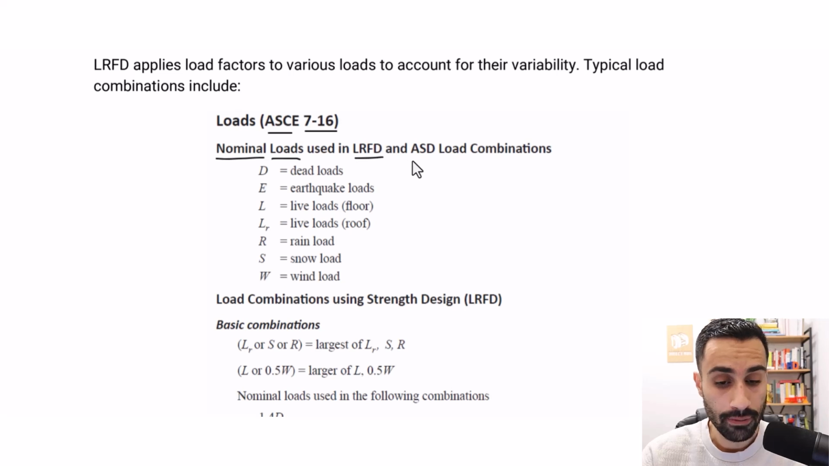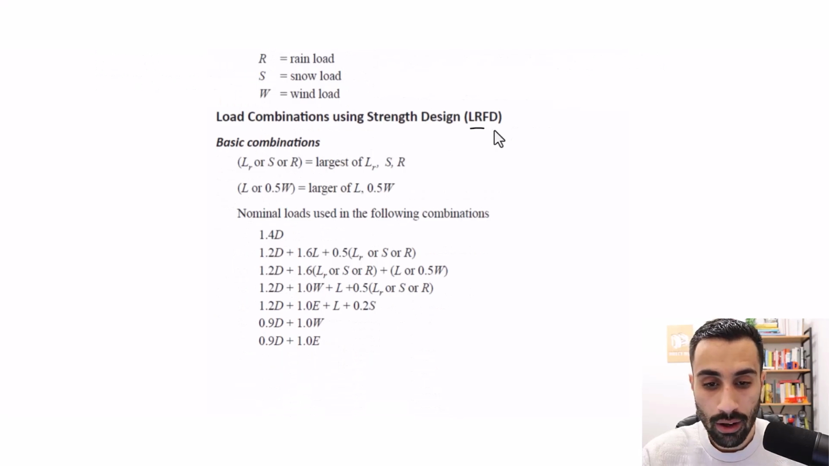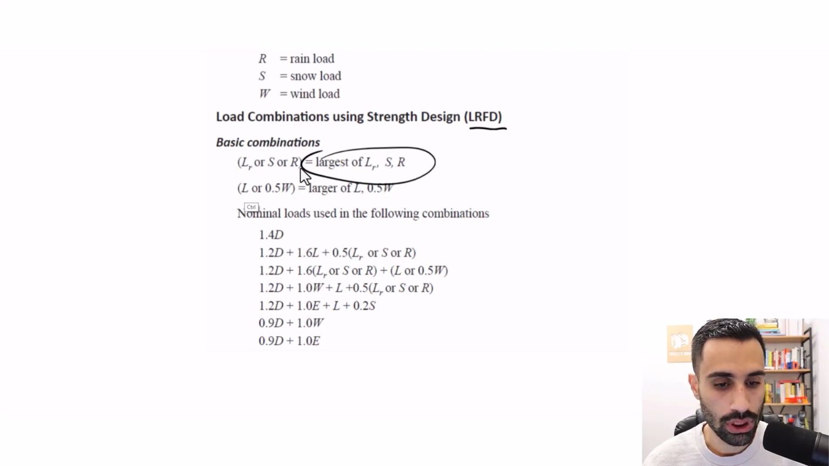And we have LRFD, ASD. D is dead load, E is earthquake, L is live loads for the floor, LR is live loads for the roof, R is rain load, S is snow load, W is wind load. Now looking at LRFD load combinations, if we compare all of these, we choose the largest. If we compare these two, we choose the larger of these two. Now, the big ones are this. Typically, we deal with this one.